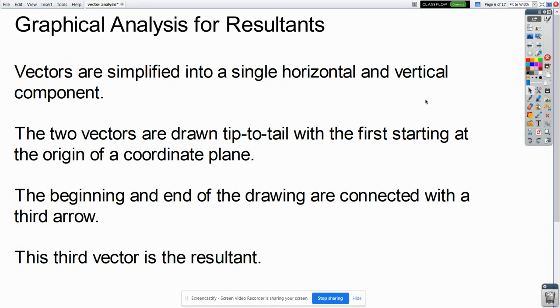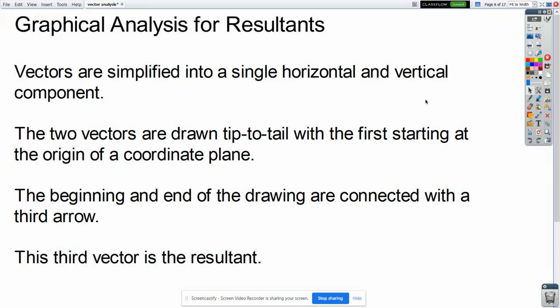So if you have 5 vectors, you'll be able to simplify them down to just 2. There should be one single horizontal vector when you're done. There should be one single vertical vector when you're done. The 2 vectors are then drawn tip to tail, with the first one starting at the origin of the coordinate plane. Now, it doesn't matter which one you start with. You can start with the horizontal vector or you can start with the vertical vector. Doesn't matter.